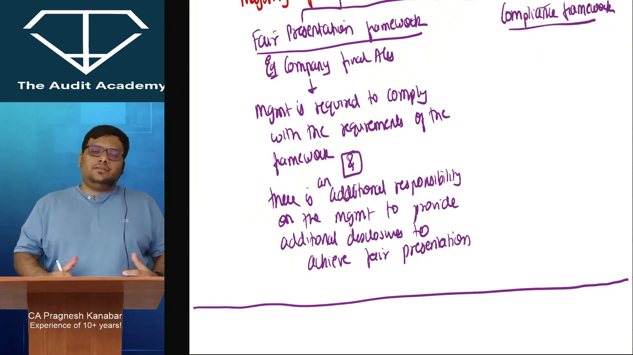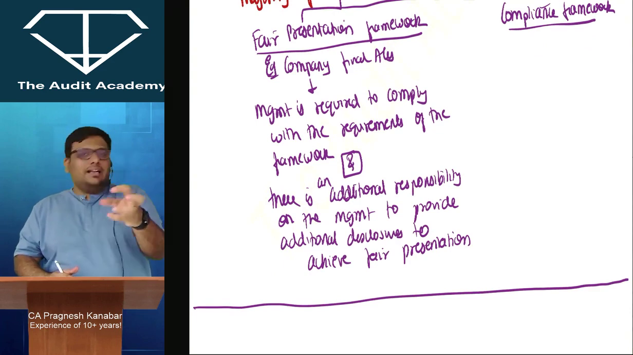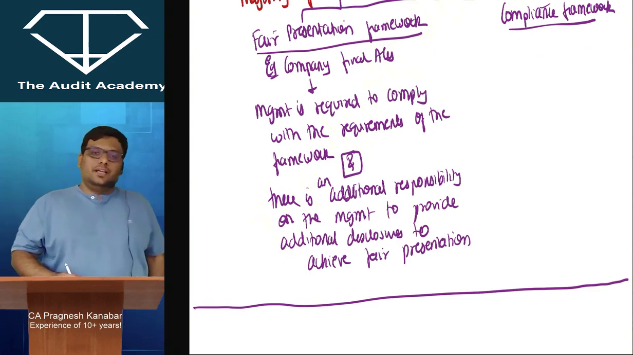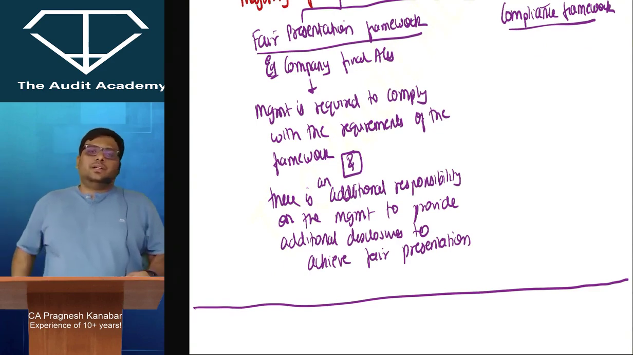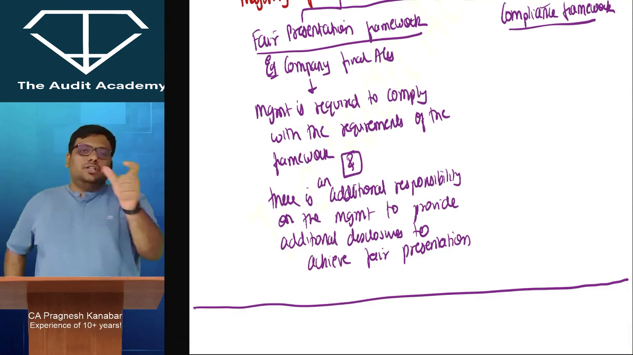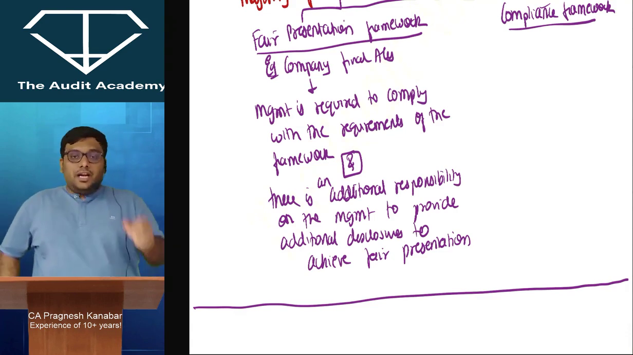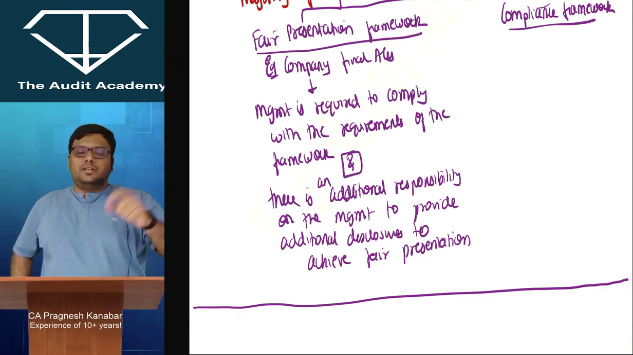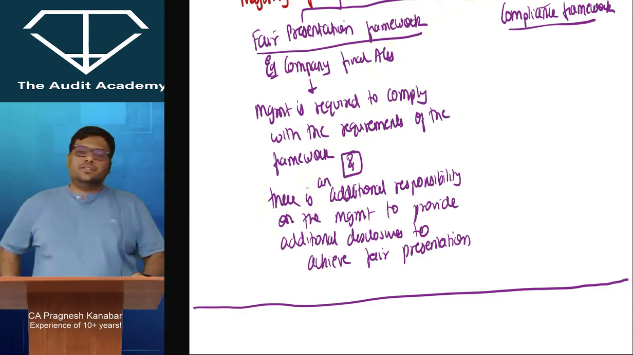In fact, if you go through a detailed analysis of Schedule 3 AS Ind AS, there is a line written in Schedule 3 that the disclosures given in Schedule 3 are minimum disclosures. Additional disclosure should be given in order to achieve fair presentation, I mean, in order to explain material transactions and so on.